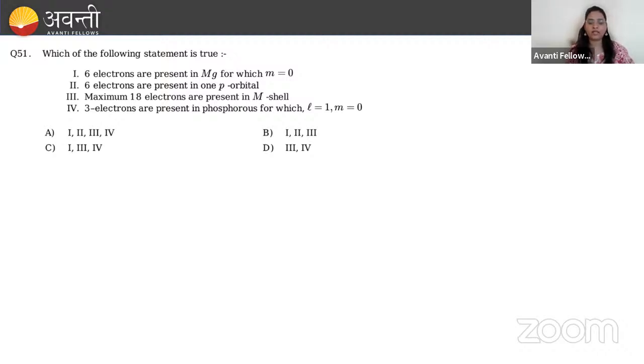So can you tell me the answer for this? What will be the option? A, B, C, D? So here, what is the question given? Can you tell me the answer? Okay. So I will tell you the answer.